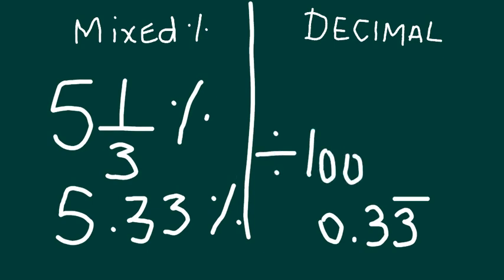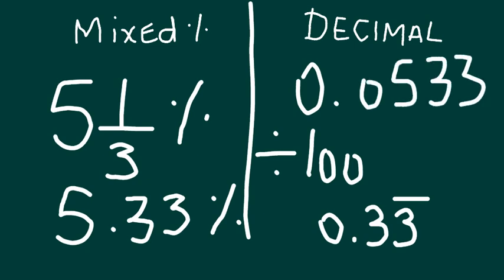That's the only way. So when you divide this number by 100, and you could of course use your calculator, or you could move your decimal twice to the left, whichever you're comfortable with, you're going to get 0.0533. Okay? And that's good enough of an answer right there. And that's how you go from a mixed percent to a decimal number.